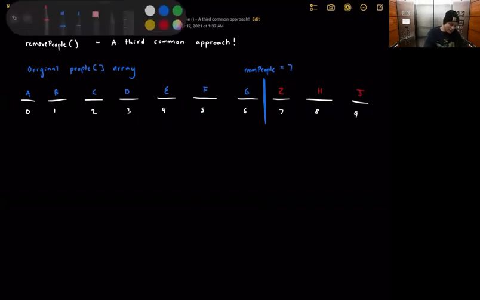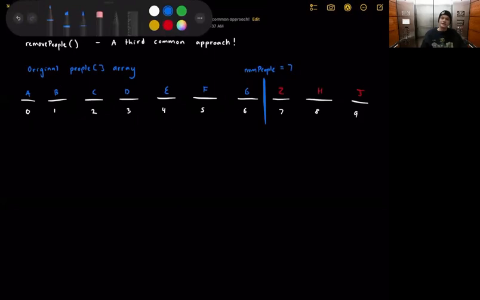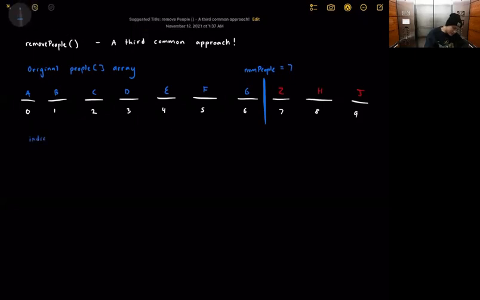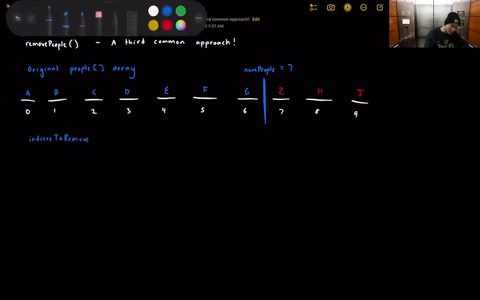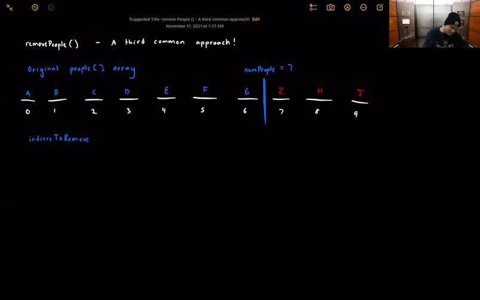The next thing that we're going to need to solve this problem is indices to remove, right? The targets, the people we don't want to end up after we're done with this function. So we're going to say indices to remove. And then there'll just be some indices in here. I'll say 5, 1, and 3 are the people who I want to get rid of.